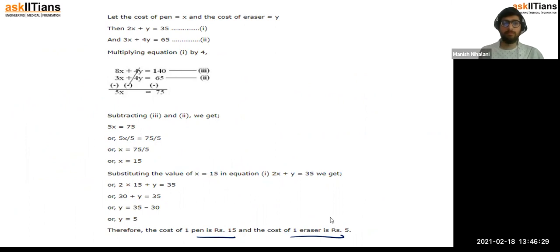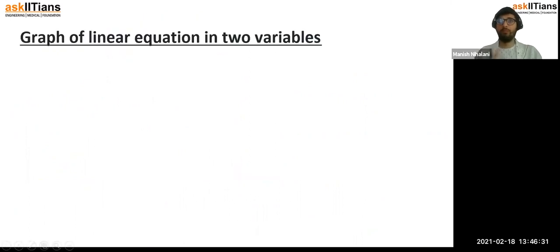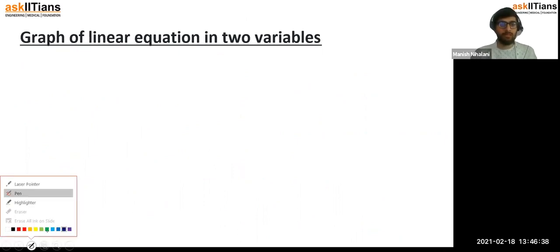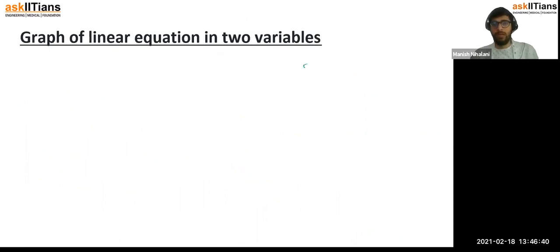Now the important thing is, what do we mean by this unique solution? In the previous slide you said that one line is made up of multiple points, and this is 1 point, 2 points, 3 points, infinite points, and that is why we get infinite solutions. But in the previous example which we solved, the example of pens and erasers, we got only one solution. So what do we mean by this one solution?